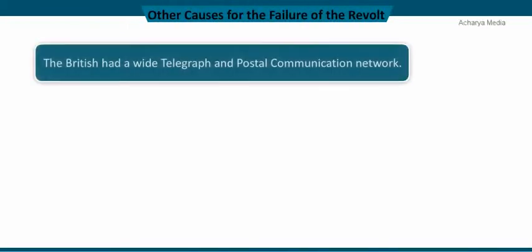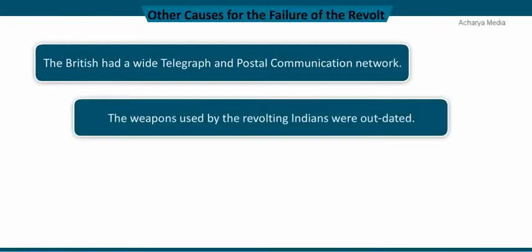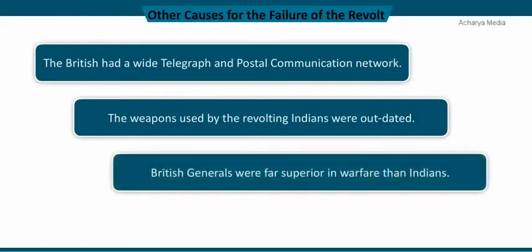Other causes for the failure of the revolt. The British had a wide telegraph and postal communication network. This was very useful to get immediate information of any uprising by Indians anywhere in the country. They immediately sent forces to suppress the uprising. The weapons used by the revolting Indians were outdated and were no match to the modern weapons used by the British. British generals were far superior in warfare than Nana Sahib, Tantia Tope, and Rani Lakshmi Bai.